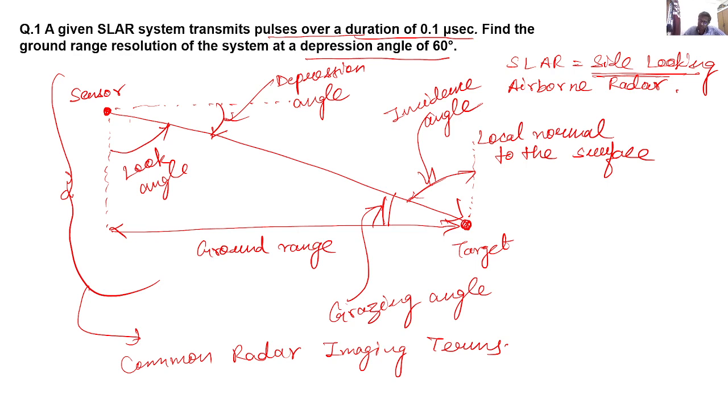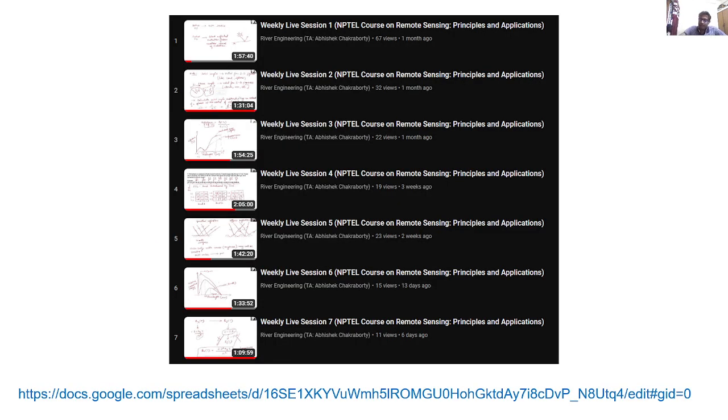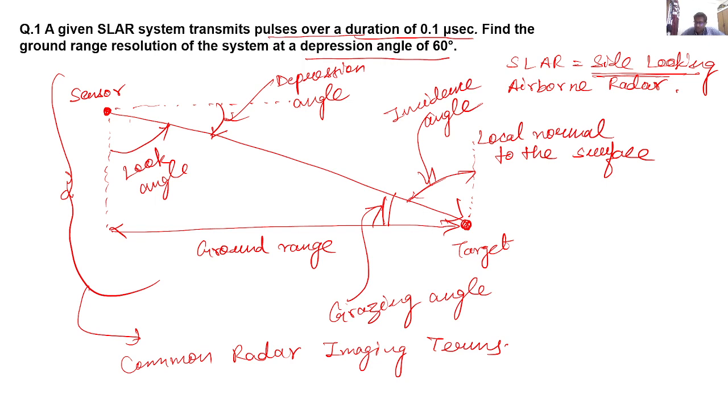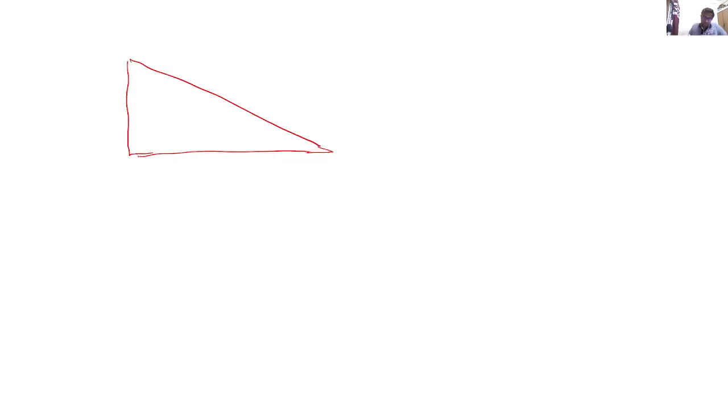Okay, so this is the depression angle, the incidence angle, look angle, and the ground range. The question straight away gives us the depression angle, which is 60 degrees. And this is the ground range. Let us just denote it as R. So if it is 60, this will also be 60, assuming that the land surface is parallel to the look plane of the radar system.